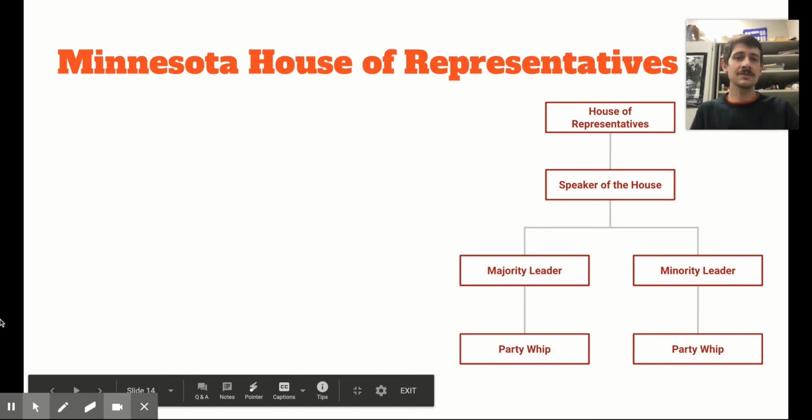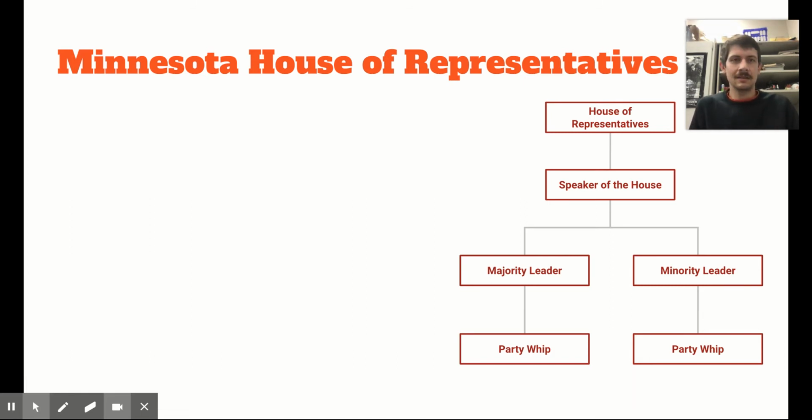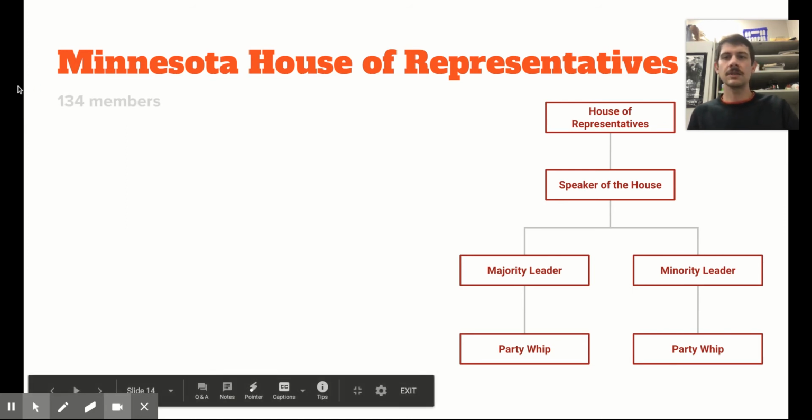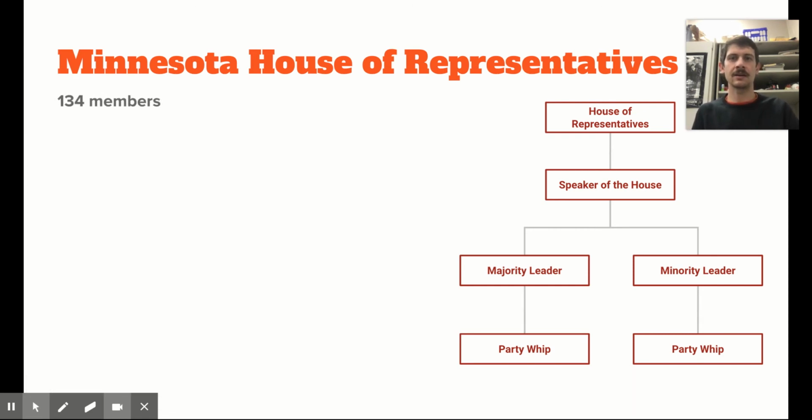The Minnesota House of Representatives is structured very similar. It's actually exactly the same as the U.S. Federal House of Representatives, where we have a Speaker of the House, majority leaders from each party, a minority leader, a majority leader, and party whips. The State of Minnesota has 134 state representatives that are going to serve the members of their districts. So if we have 134 representatives, that means we have 134 legislative districts here in the state of Minnesota.